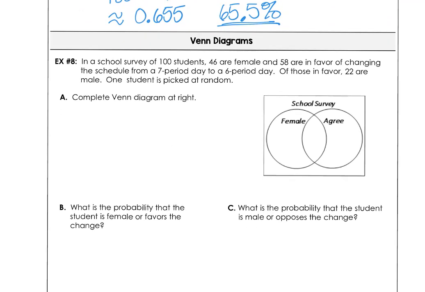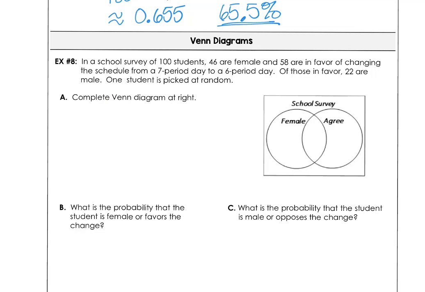And then in our next example, we have a school survey of 100 students. 46 are female. 58 are in favor of changing a schedule from a 7-period day to a 6-period day. Of those in favor, 22 are male. 1 student is picked at random, and we want to complete the Venn diagram at the right.